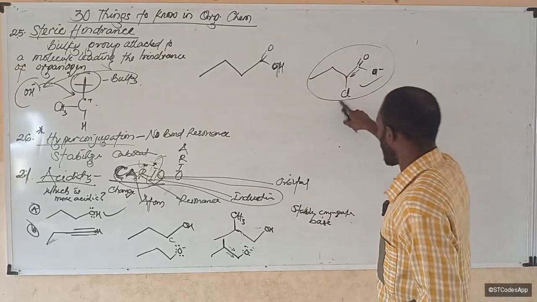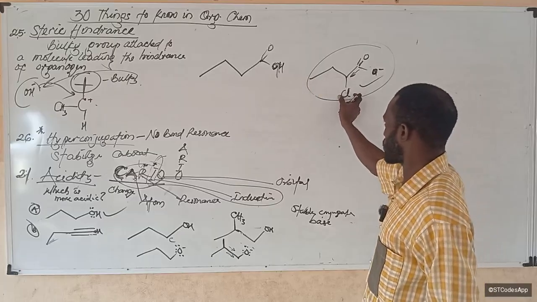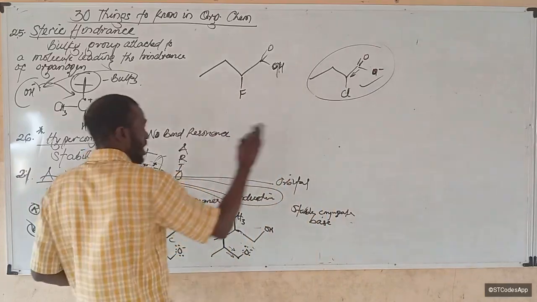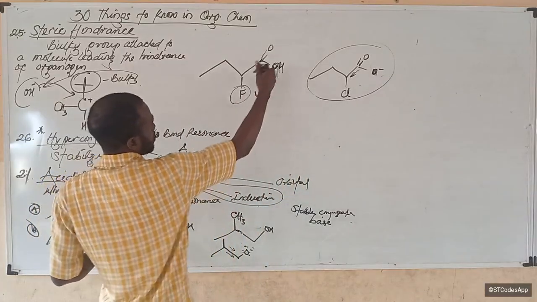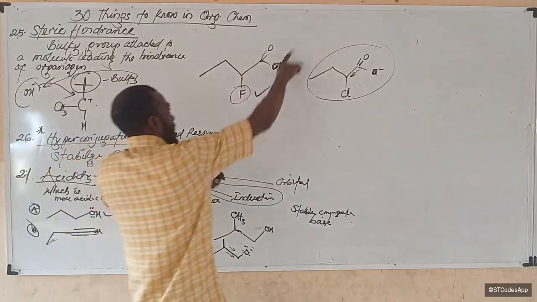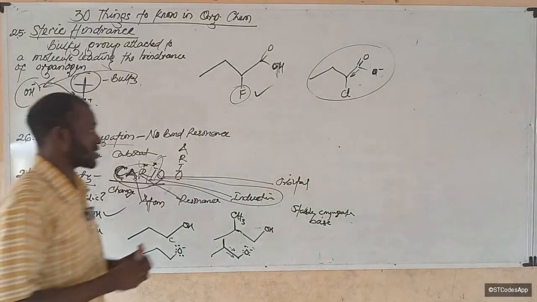Now compare this to this. Which one will be more acidic? This time, this guy will be more acidic than this guy. Why? Because this guy is more electronegative, so the electron density is drawn more towards it the moment it loses its hydrogen. Is that clear? So that's that on acidity.